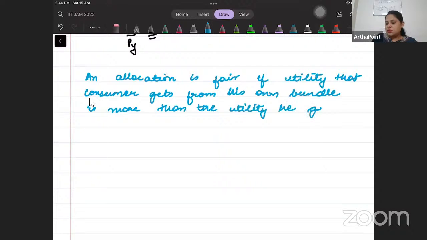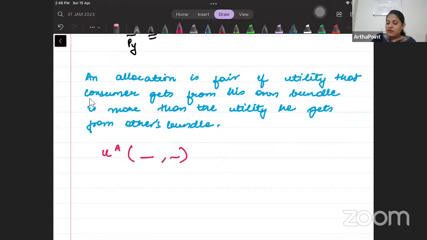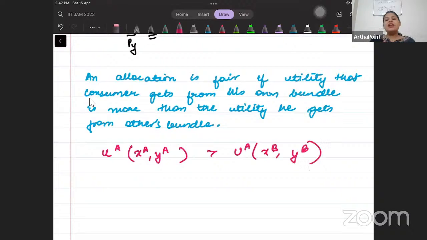he gets from other bundles, from others' bundle. So what utility individual A gets from his bundle should be more than what individual A gets from B's bundle. So in order to write this, I can say here XA, YA, XB, YB. If I get more utility from my own bundle rather than your bundle, then I am having a fair allocation. I don't envy you, right? I'm not envious of you, right?